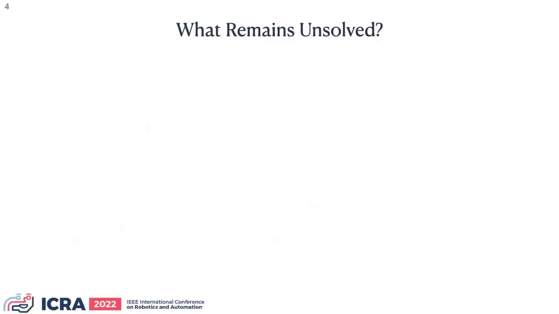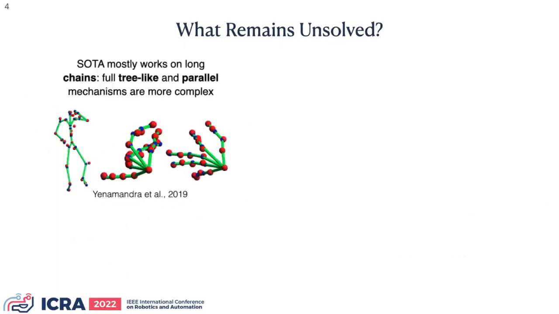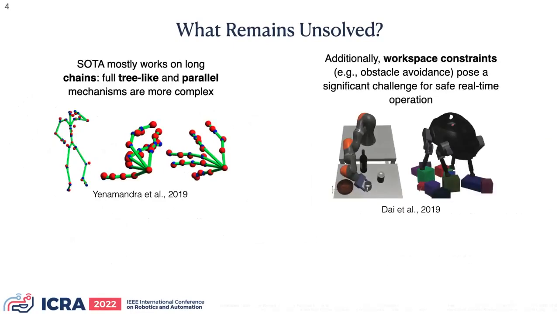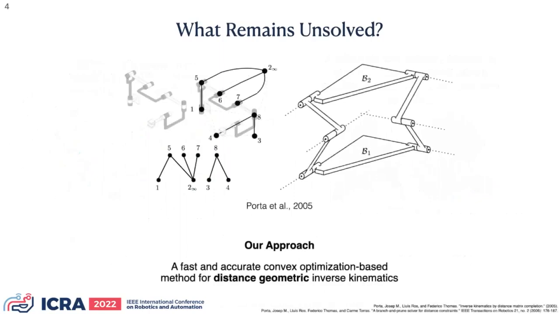For many simple robots, IK is a trivial task. However, more complex tree-like or parallel mechanisms can still pose a challenge. This is especially true for IK problems that also include task space constraints like collision avoidance in cluttered environments. To address these challenges, we leverage convex optimization and a distance geometric formulation of inverse kinematics.